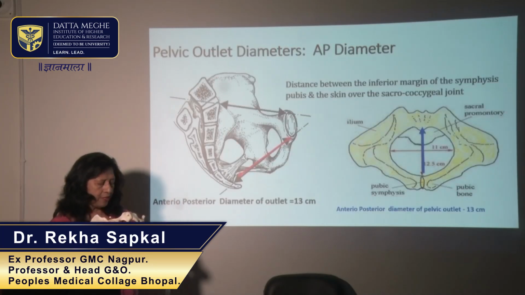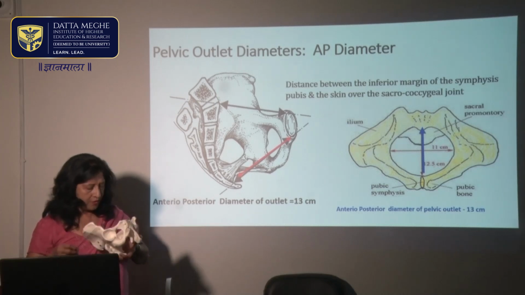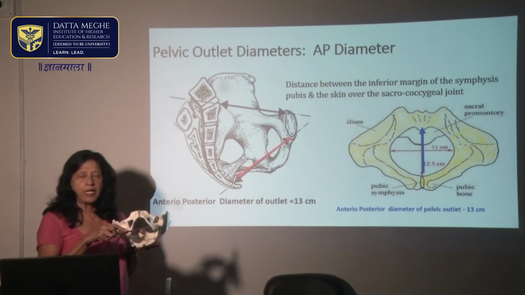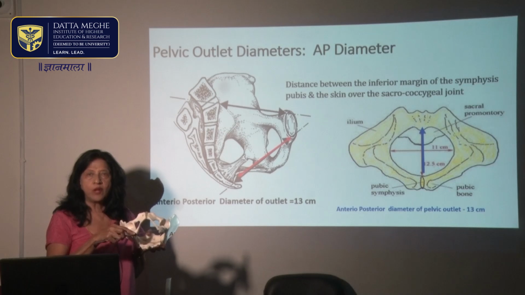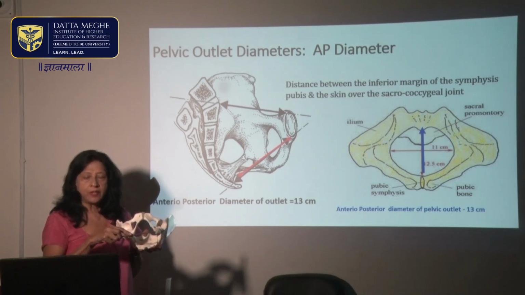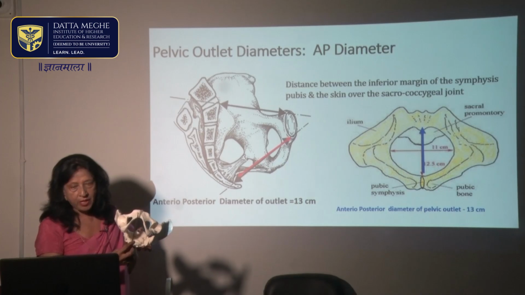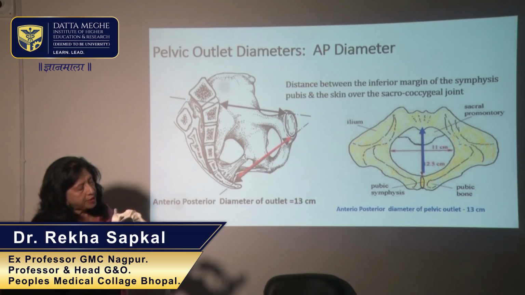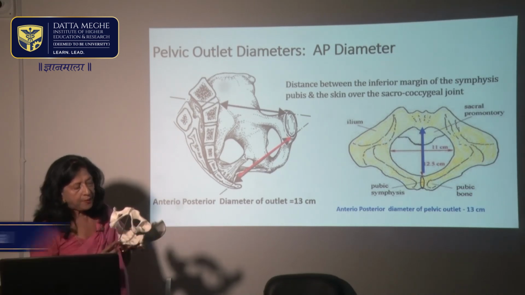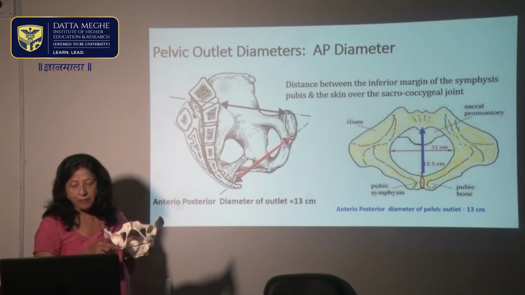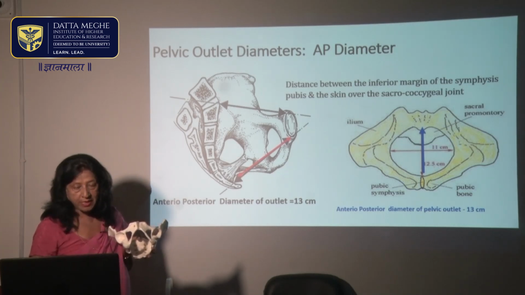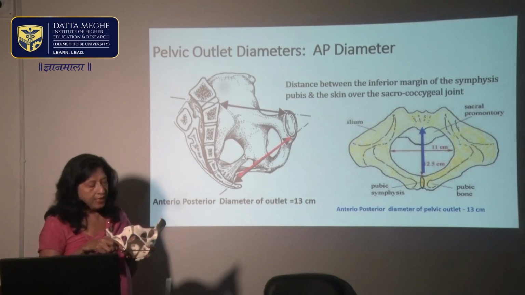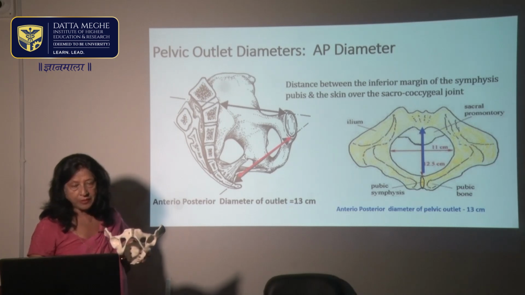Diameters are the AP diameter and the transverse diameter. Transverse diameter is TDO, transverse diameter of outlet. Usually in books TDO is written. What do you understand by TDO? Transverse diameter of outlet, and the AP diameter of the outlet. The distance between the sacrococcygeal joint and the inferior margin of the pubic symphysis is the AP diameter. Transverse diameter of outlet is between the inner surfaces of the two ischial tuberosities. AP diameter is 13 centimeters and this one is 11 centimeters. Like that you remember.